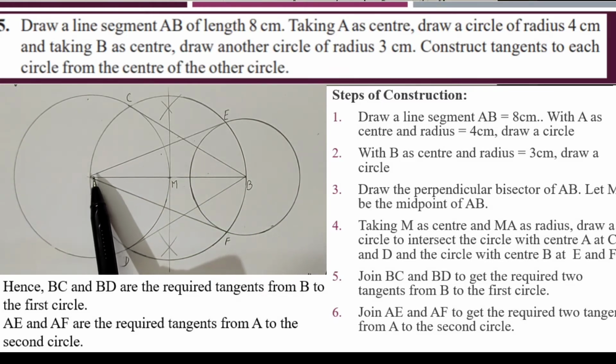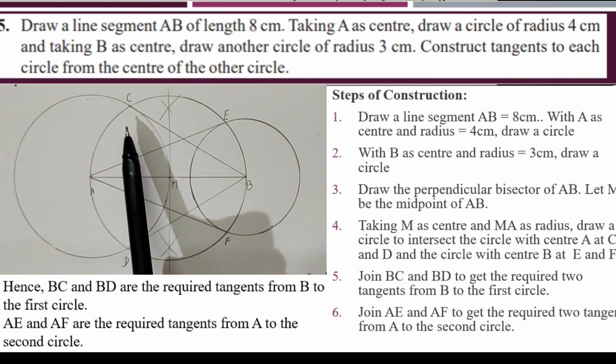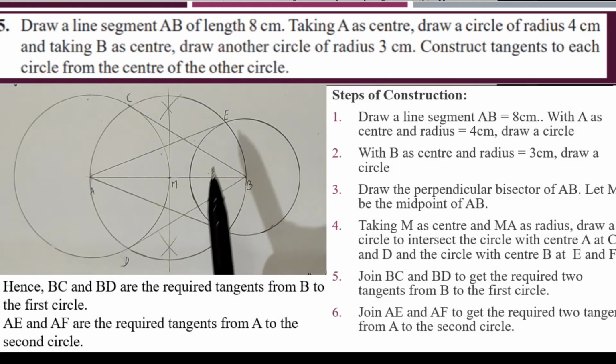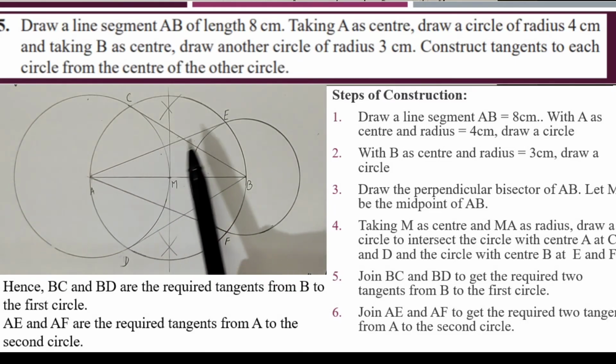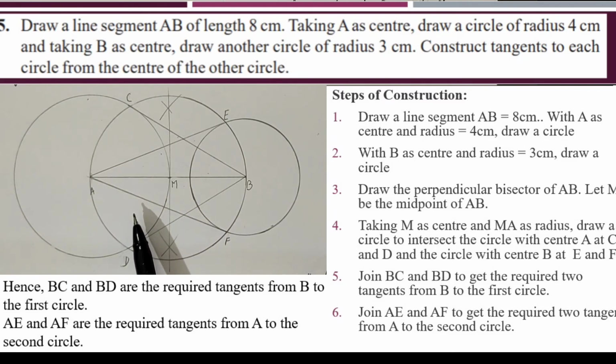With MA as radius, I constructed a circle which intersected the previous circles at C, D and E, F respectively. I joined BC and BD to get my first set of tangents, and then I joined AE and AF to get my second set of tangents. So I have got this way the tangents to each circle from the center of the other circle. I hope that the construction is clear to you. Thank you so much.